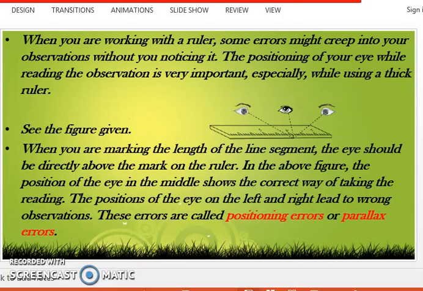Now, when you are working with the ruler, some errors might creep into your observation without you noticing it. The positioning of your eye while reading the observation is very important, especially while using a thick ruler. See the figure given. When you are measuring the length of the line segment, the eye should be directly above the mark on the ruler. In the figure, the position of the eye in the middle shows the correct way of taking the reading. The positions of the eye on the left and right can lead to a wrong observation, and this can lead to an error. These errors are called positioning errors.